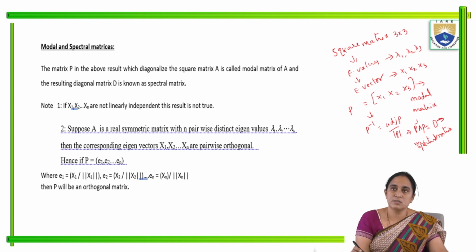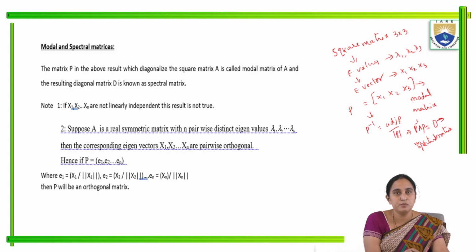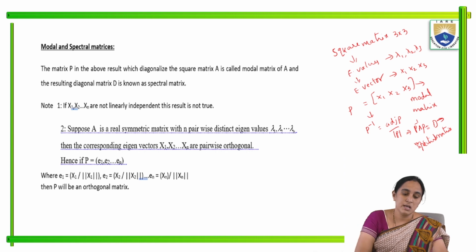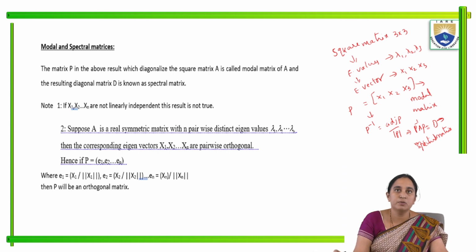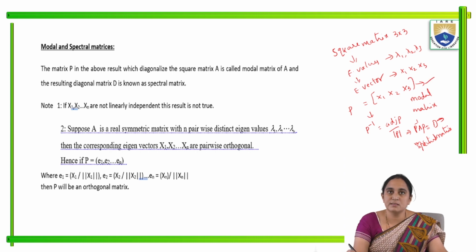This is the concept of the definition of the model and spectral matrix. Observe the basic definition here. The matrix P in the above result, which diagonalizes the square matrix A, is called the model matrix of A, and the resulting diagonal matrix D is known as the spectral matrix. This is the model matrix and this is the spectral matrix.